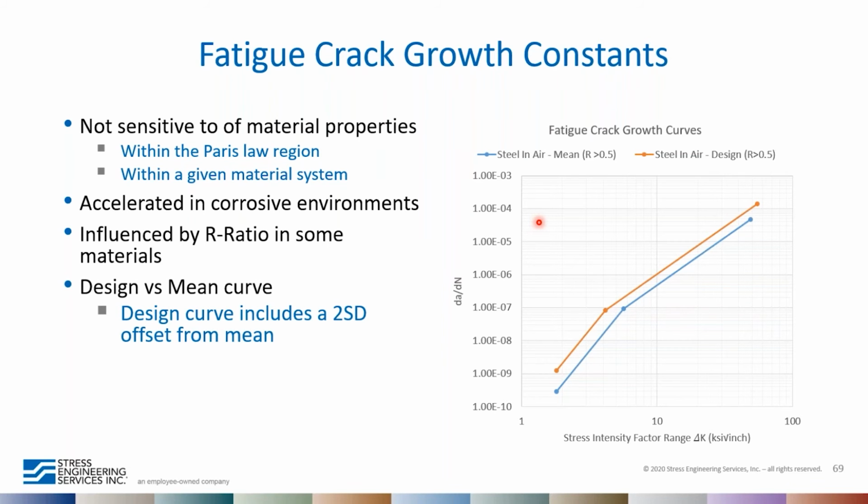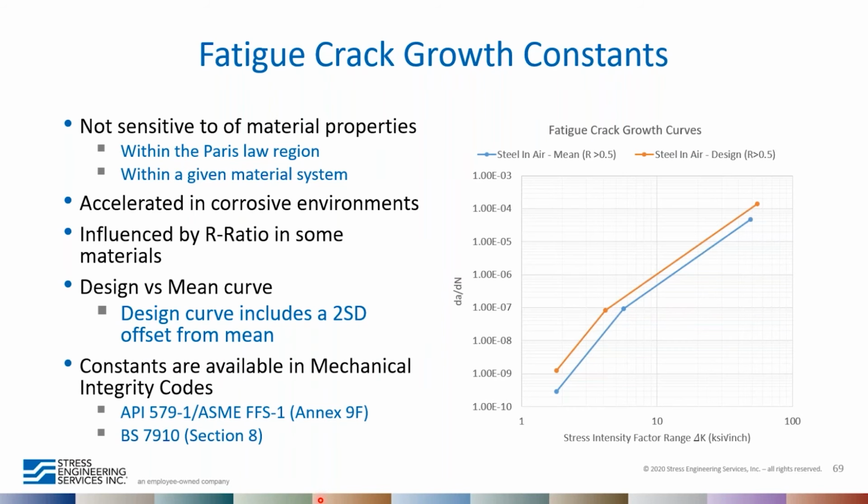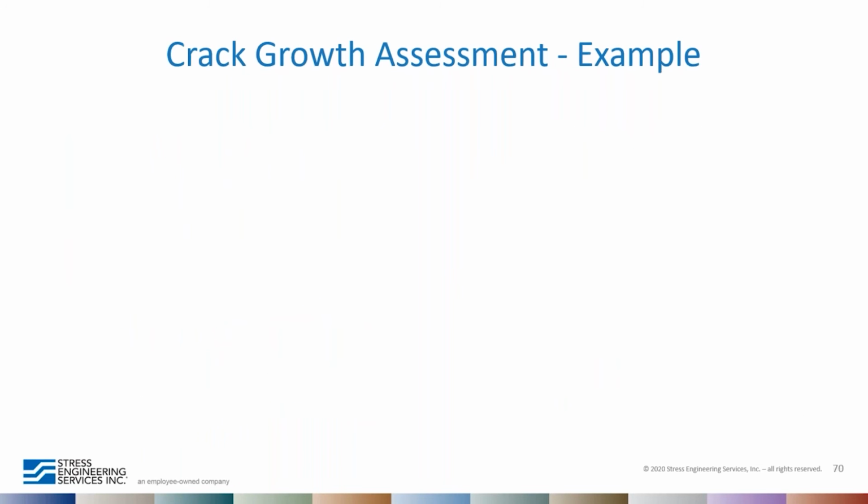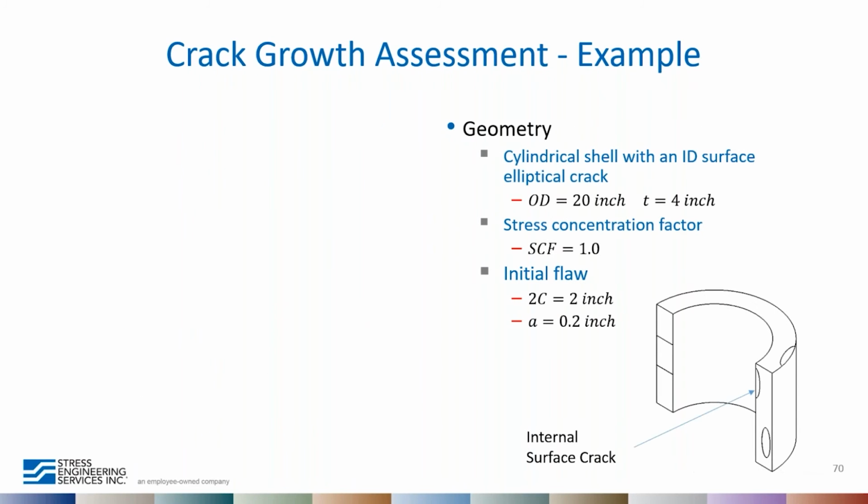And then we also have the concept of the mean and the design curves. In general, the mean curve represents a more average value based on actual measurements, and the design curve represents the upper bound crack growth rate, making it more useful for design cases. And these constants are available in the ASME and BS 7910 codes that provide guidance on fracture mechanics assessments.